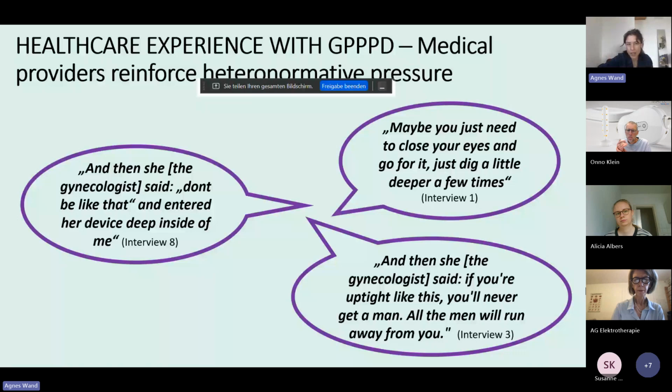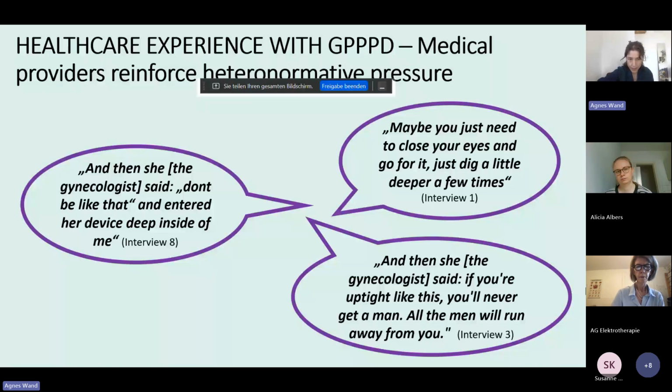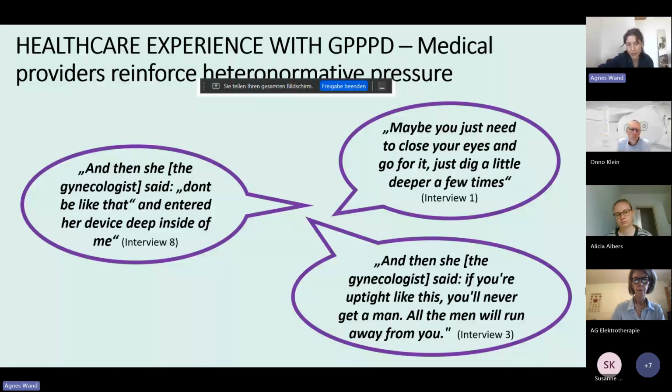What I should also add, apart from this heteronormative pressure applied in healthcare, is that all the interviewees had really big problems finding the diagnosis within healthcare. They could not find a name for their problem when visiting healthcare providers, but all of them had to find the diagnosis, and with that also treatment options, themselves.